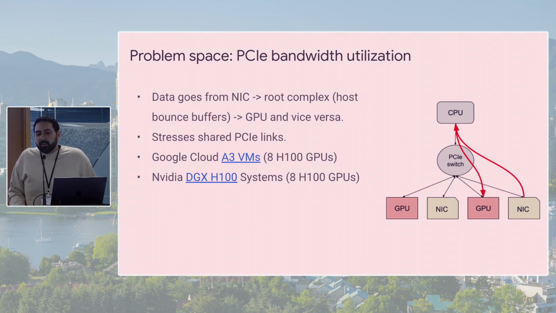That really stresses shared PCIe links. Like in this particular diagram, you can see a PCIe link between the switch and the CPU, or the switch and the root complex, and each RX packet is really going over that link twice. And again, depending on your hardware configuration, for example, for Google Cloud A3 VMs, we have 8 H100 GPUs, same as in DGX systems. And if you have a lot of these NIC and GPU pairs sharing PCIe links, it can be a genuine bottleneck.